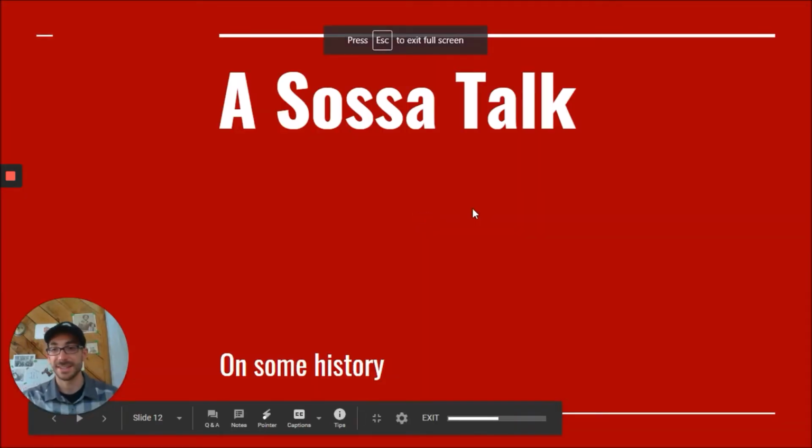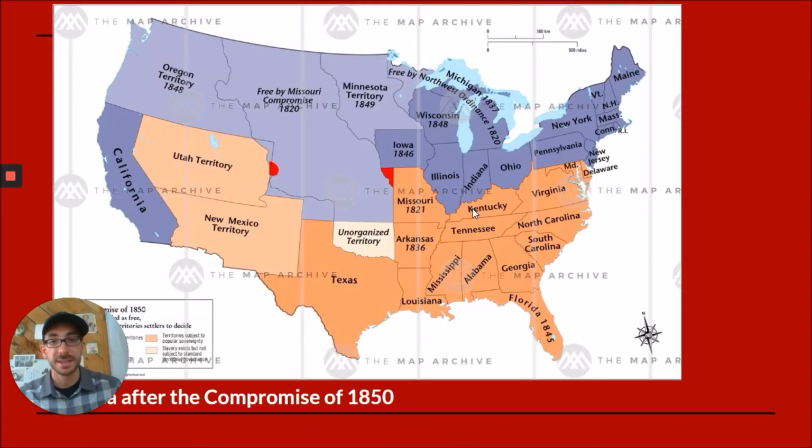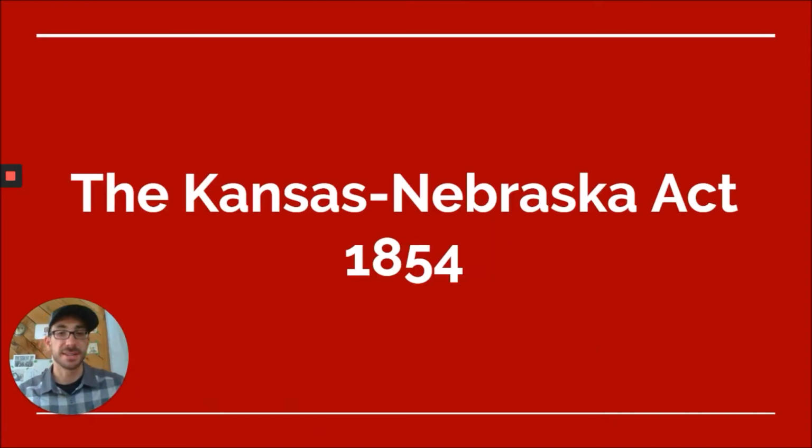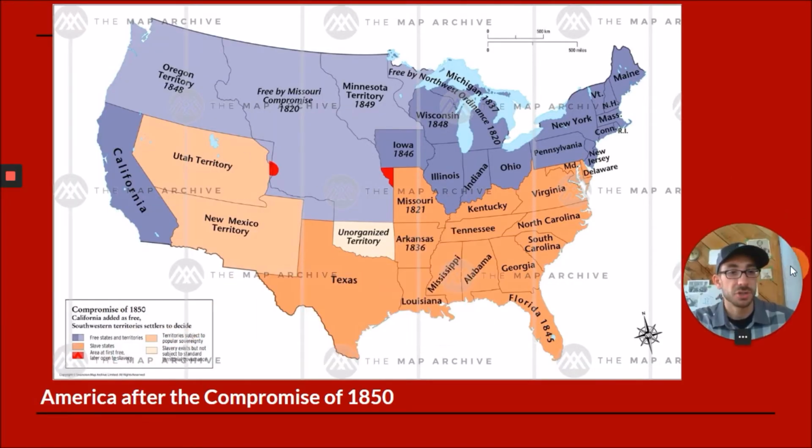Alright, if this starts at the beginning, I apologize. Hey, nice. Alright, so, a Sossa talk on some history. Topic is the Kansas-Nebraska Act of 1854. Now, to remind you, let me move my bubble, thank you, sorry.